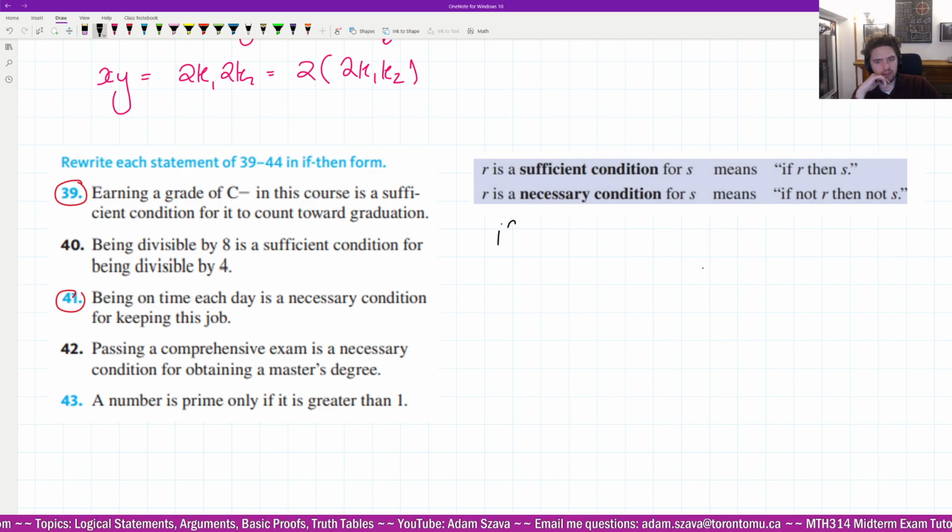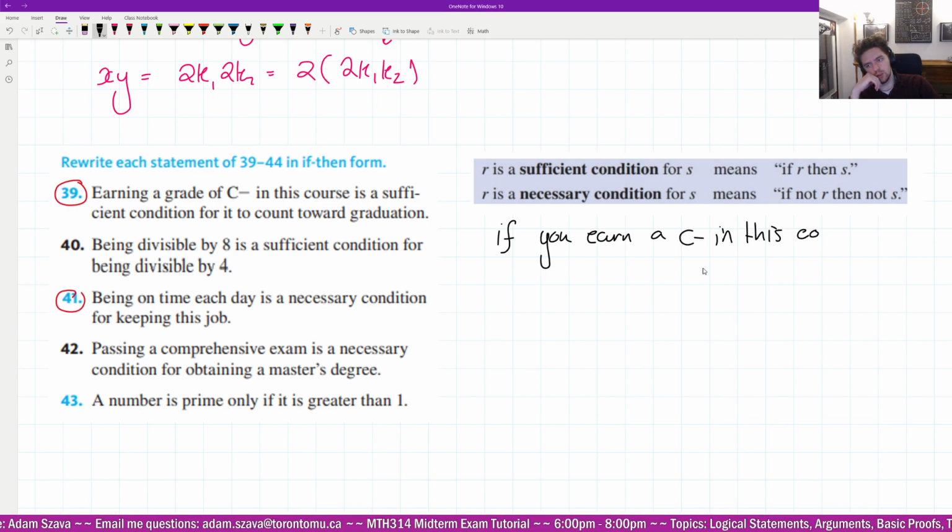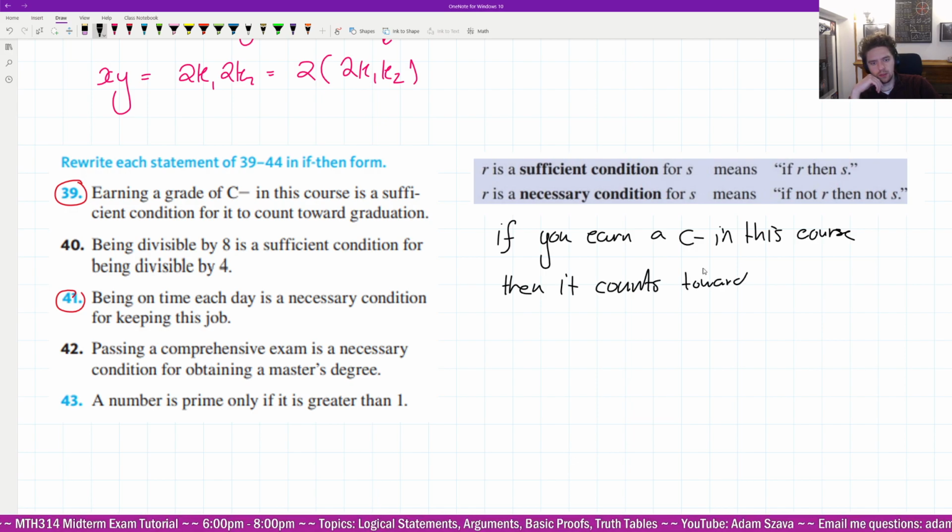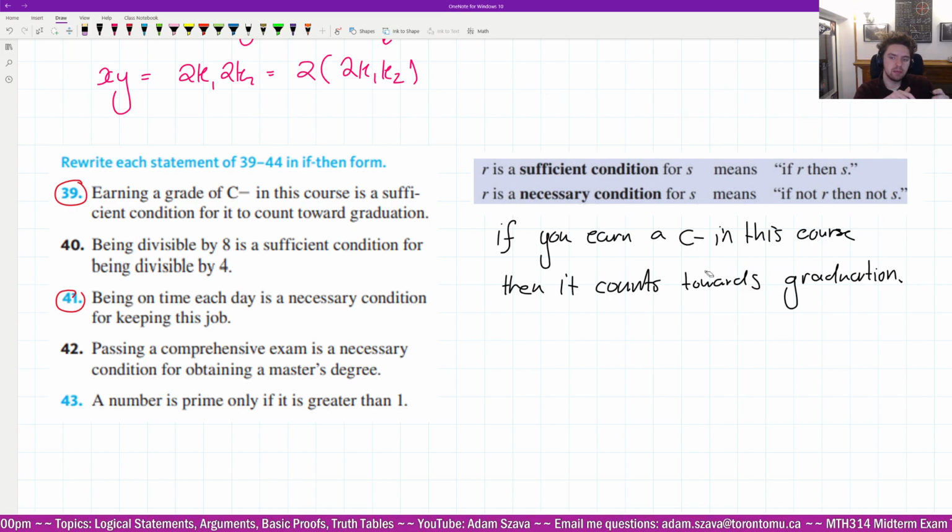So that means that if you earn a C- in this course, then it counts towards graduation, right? So it's just kind of matching. And sufficiency means that what you're doing is enough for the conclusion, right? Whatever happens, that's enough for the conclusion.